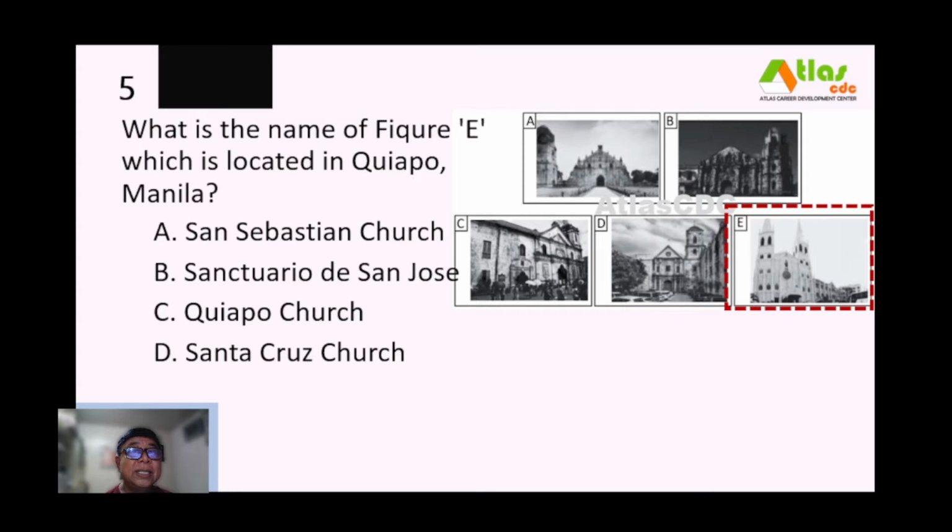Question number 5. What is the name of figure E, which is located in Quiapo, Manila? A. San Sebastian Church. B. Sanctuario de San Jose. C. Quiapo Church. And D. Santa Cruz Church.